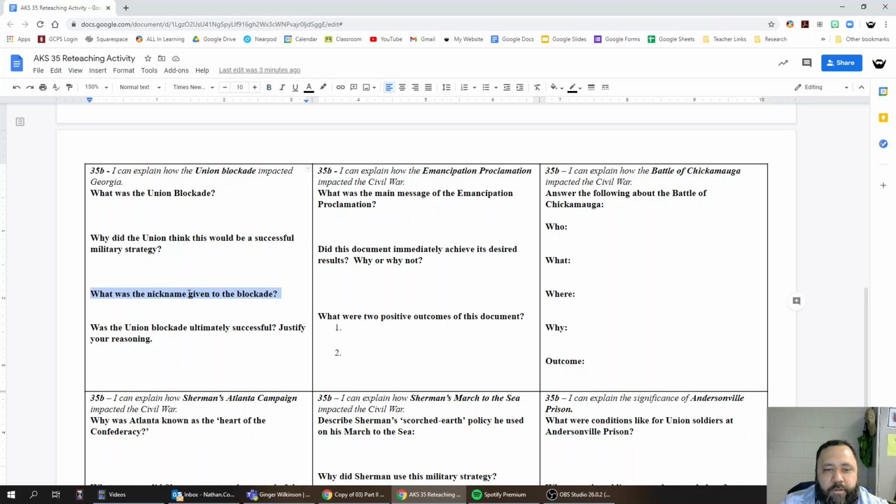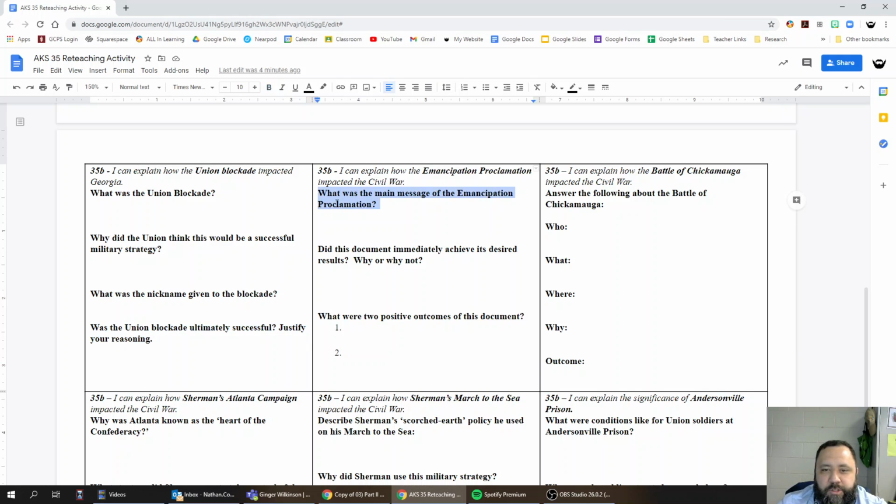The nickname that this plan was given was the Anaconda Plan. An anaconda is a type of snake that kills its prey by choking it to death. And so the goal here was to choke off the South's economy. Was it ultimately successful? Yes, it was. There were actually bales of cotton found on the docks in Savannah that just couldn't be traded with Europe at the end of the day.